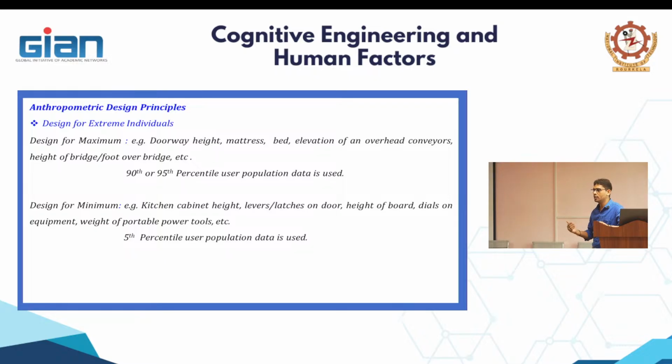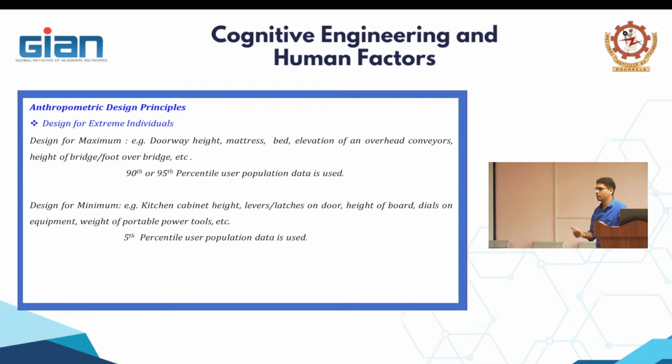Design for maximum means you are designing for the maximum side. That means you are utilizing the 90th or 95th percentile. Again it depends on the type of the product, 90th or 95th percentile. If you are designing for maximum, then it is assumed that everyone below that can use it. We cannot design for universal, which means 100%, but that is hypothetical. We cannot accommodate everyone. So we have to select some range.